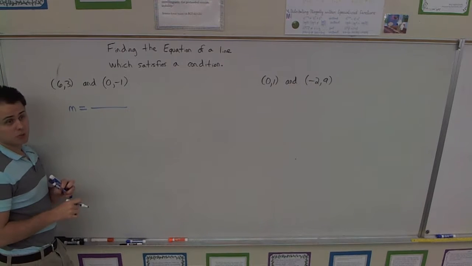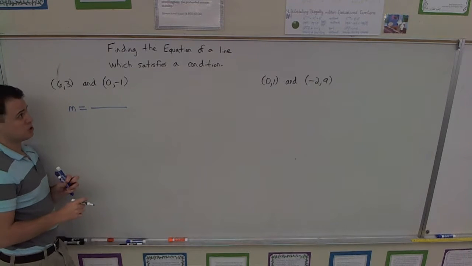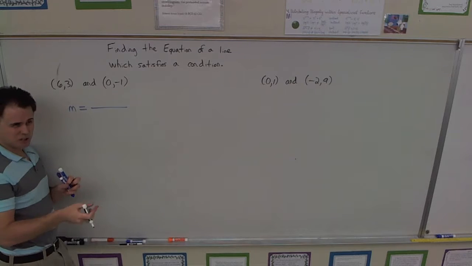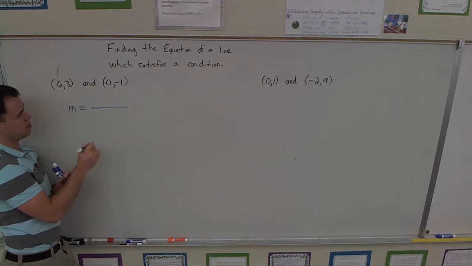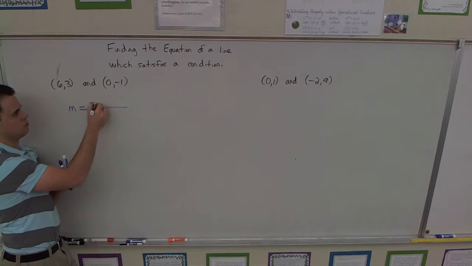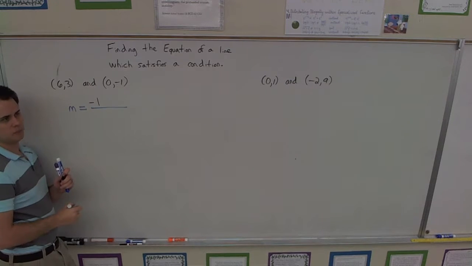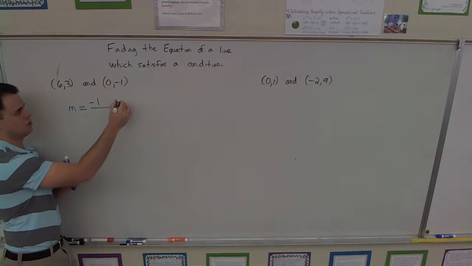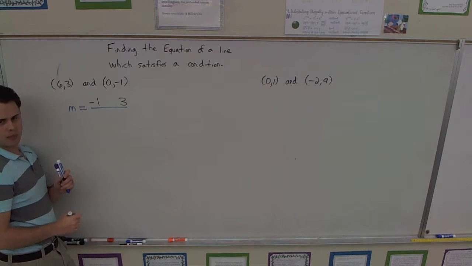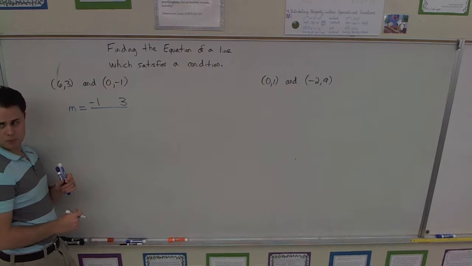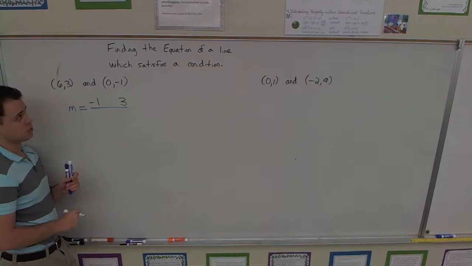It really doesn't matter which one you pick first, by the way. Usually I pick the second one first, right? I think that's been the way I've done it, but it doesn't matter. So the second y coordinate is which one? It's -1. The first y coordinate in this problem is 3. So y's on top, x is on bottom. That's going to accomplish rise over run, which is slope.